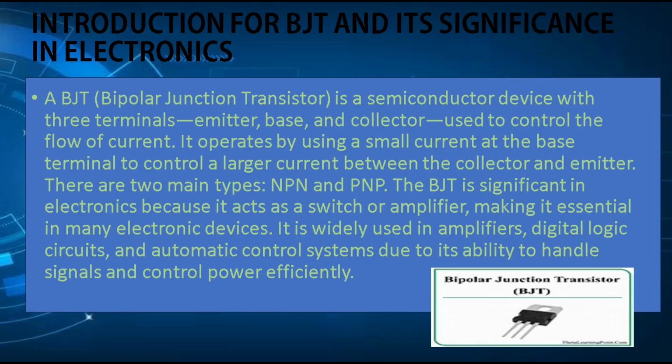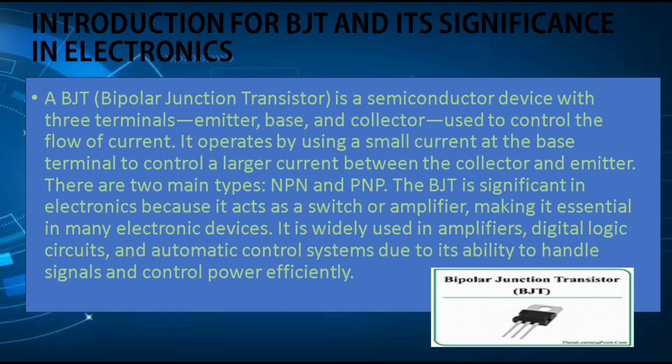So guys, first of all I'm going to explain to you guys the introduction to BJT and its significance in electronics. A BJT, which is a bipolar junction transistor, is a semiconductor device with three terminals, which are emitter, base and collector, used to control the flow of current. It operates by using a small current at the base terminal to control a larger current between the collector and emitter. There are two main types of BJT, which are NPN and PNP.